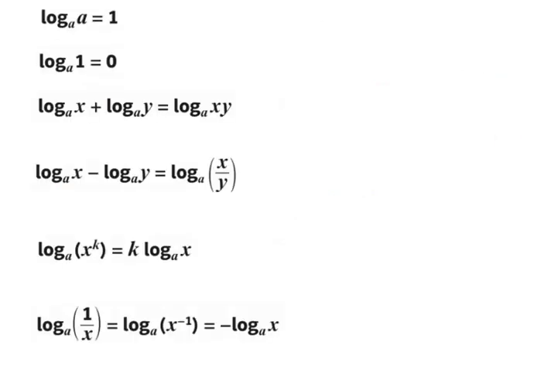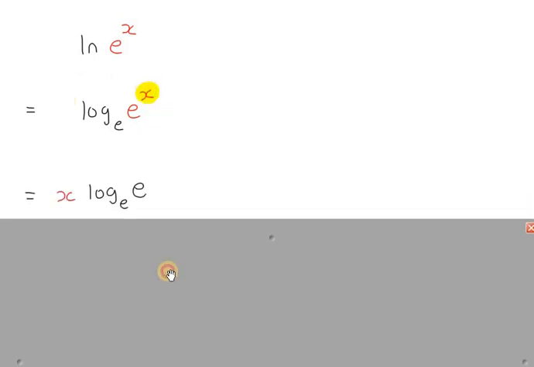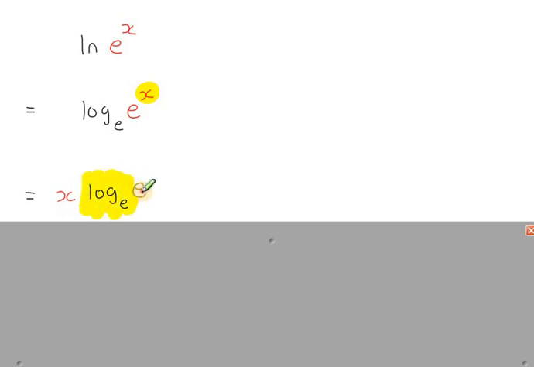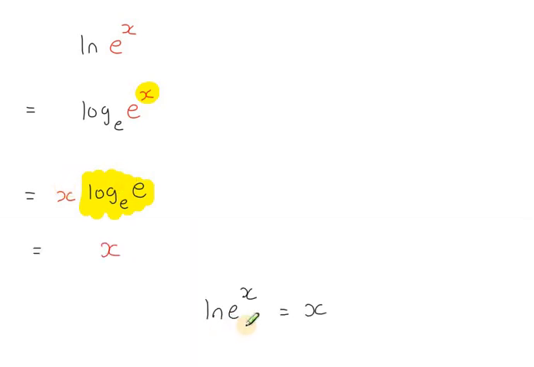Basic rules of logs. So what's ln e to the power of x? Well, we can write down this in terms of a log to the base e, and then we can move the x, which is a power, to the front, and we know that the log of some value to the same base is equal to 1, so this all gives us x times 1, which is x. So ln e to the power of x is equal to x.